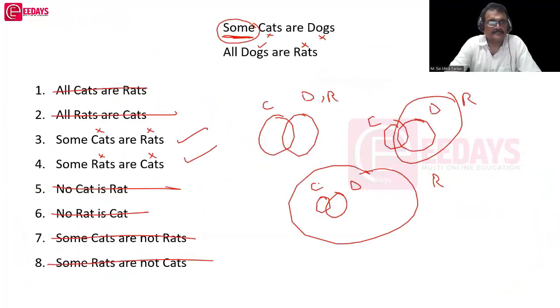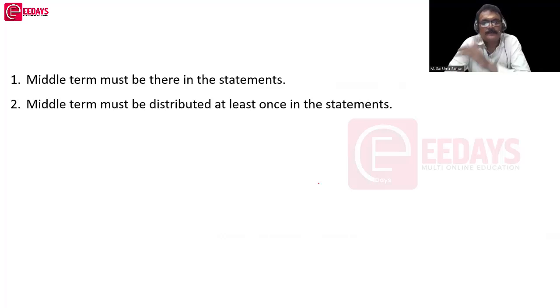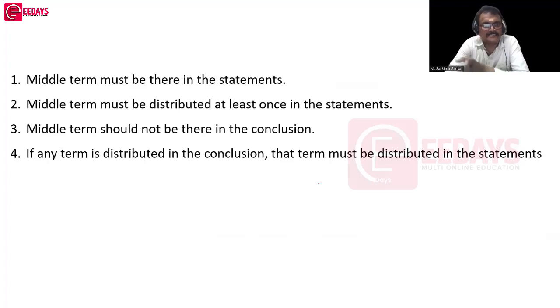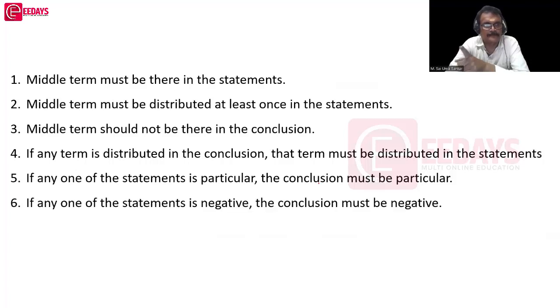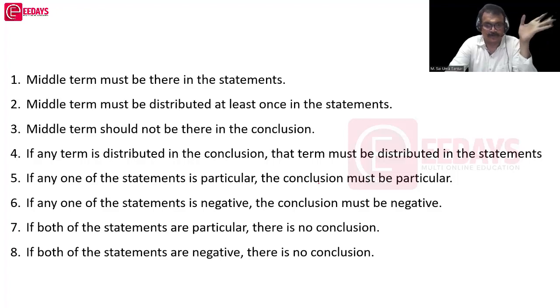Okay, next, whatever the properties. The middle term must be there in the statement. Second one, the middle term must be distributed at least once in the statement. Third one, the middle term should not be there in the conclusion. Fourth one, if any term is distributed in the conclusion, that term must be distributed in the statement. Fifth one, if any one of the statements is particular, the conclusion must be particular. Sixth one, if any one of the statements is negative, the conclusion must be negative. Now, if one of the statements is particular and the other is negative, the conclusion must be particular negative. Next, if both of the statements are particular, there is no conclusion. If both of the statements are negative, there is no conclusion. Right?